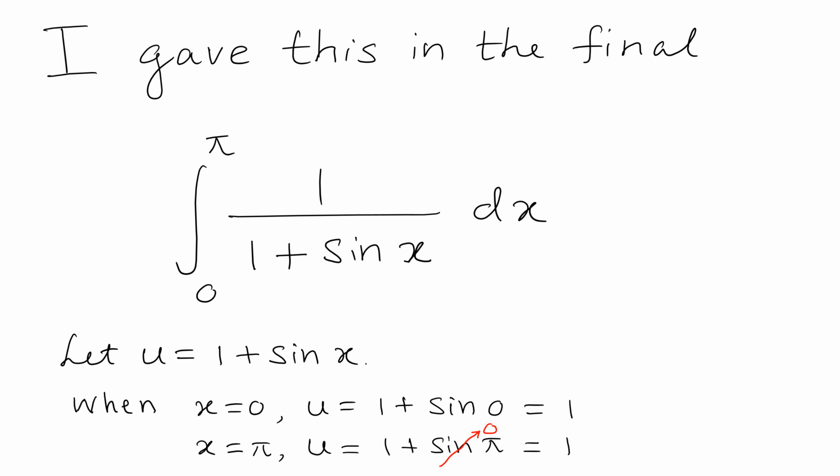These two will be very clear from the graph. If you look at the sine graph, at 0, sine 0 is 0, and at pi, sine pi is also 0. So because of that, you get u equal to 1 at both endpoints. Then, because of that, you can write this.